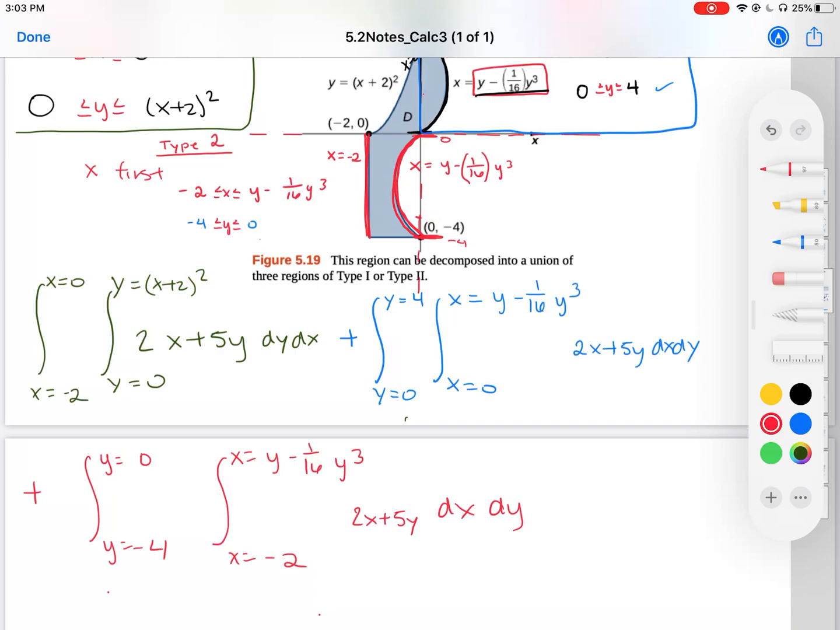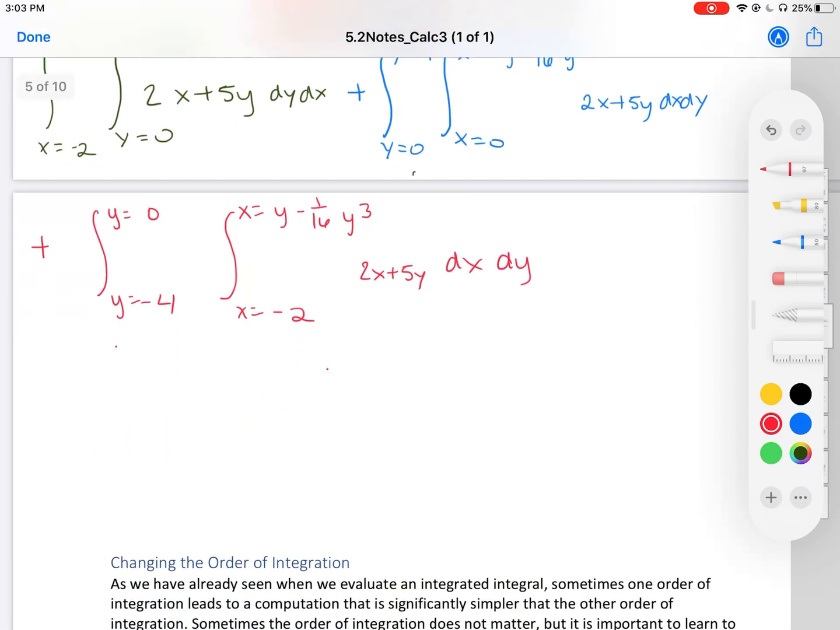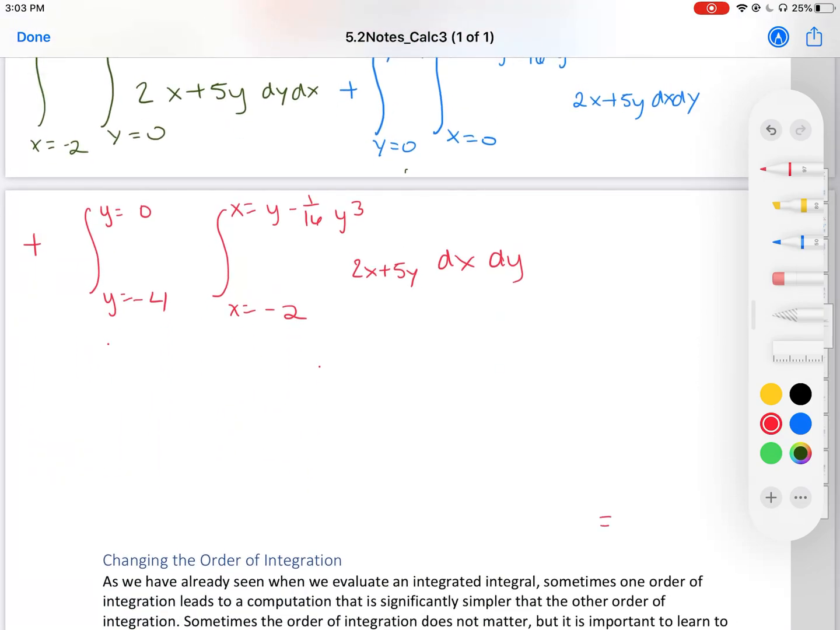Now, I trust you can integrate, so I'll leave you to finish this off. Your answer should be 1,304 divided by 105.